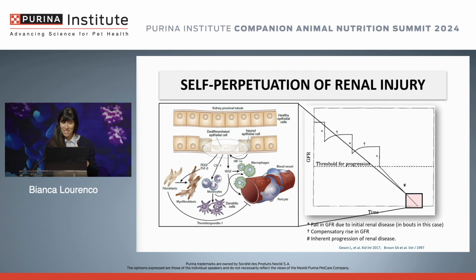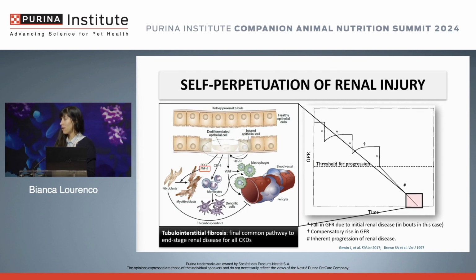What is happening is the development of tubulointerstitial fibrosis. That is the final common pathway for all chronic kidney diseases once you reach end-stage renal disease. At the cellular level, it's this cytokine milieu with a lot of names that we mentioned earlier, including transforming growth factor beta, which is a primary master of inducing fibrosis in chronic kidney disease.